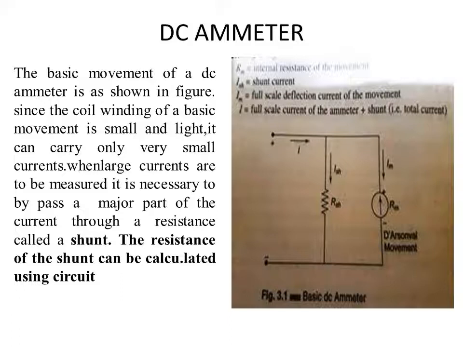Since the coil winding of a basic movement is small and light, it can carry only very small currents. When large currents are to be measured, it is necessary to bypass a major part of the current through a resistance called a shunt. The resistance of the shunt can be calculated using the circuit.